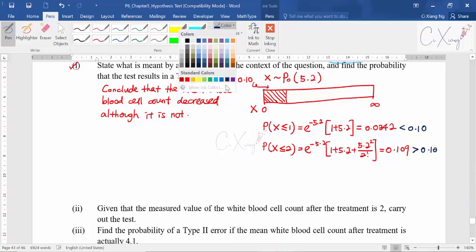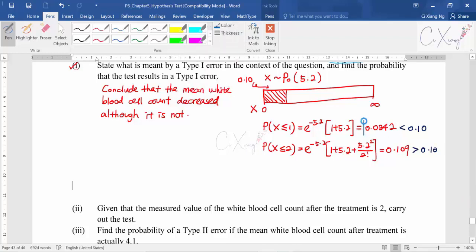So what does it mean? It means that for this value, 0.0342, the area is small. It is still below, inside or within the 0.1 area. So this value here will be x equals to 1. Then when you look at 0.109, this area is larger than 0.1, slightly larger. So when you draw the area in green color, this area should be slightly more than the area for 0.1. So this is the value 2.